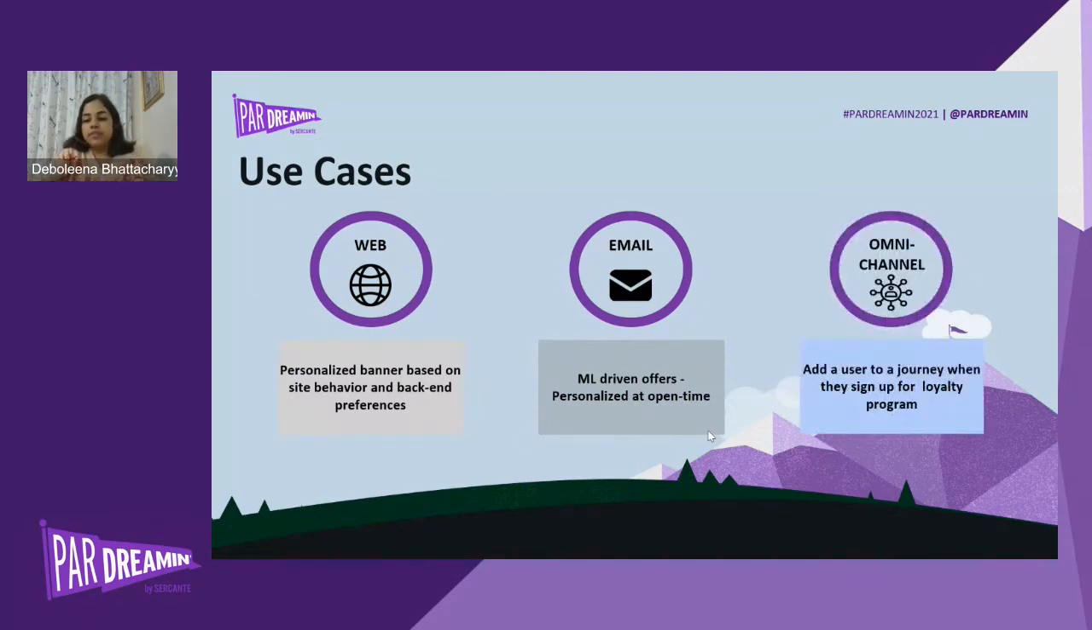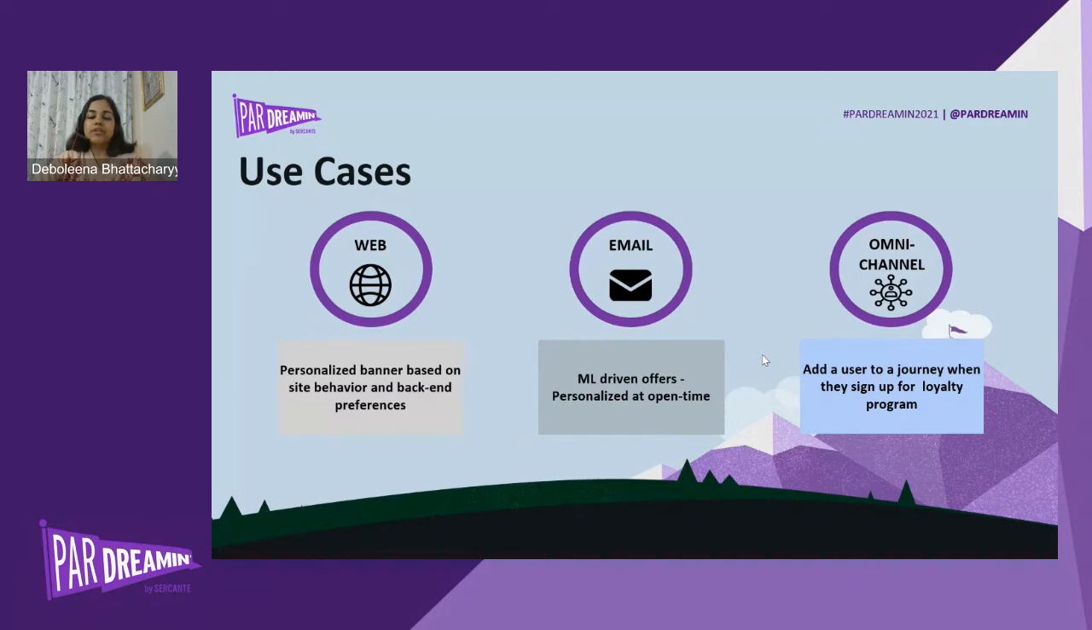The third use case that we are proposing over here is an omni-channel use case, which means that the interaction happens on one channel, but how we reach out to the customer is on another channel. So, what we're looking to do here is add a user to a journey or a nurture campaign when they sign up for a loyalty program on the site. Now, if you look at these three use cases, they are all very distinct and different. But if there is a common thread that ties all of them, then the word that would come to mind is personalization. Well, that is the key here.